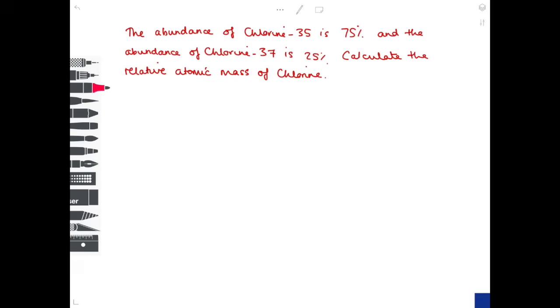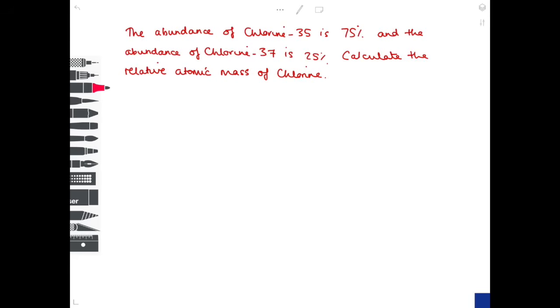You may be asked to calculate the relative abundance of various isotopes, and now I will show you how to do that on the iPad. Now we need to touch on calculating the relative atomic abundance of these various isotopes, and this is how you need to do it. The question will look something like this. The abundance of chlorine 35 is 75% and the abundance of chlorine 37 is 25%. Calculate the relative atomic mass of chlorine.